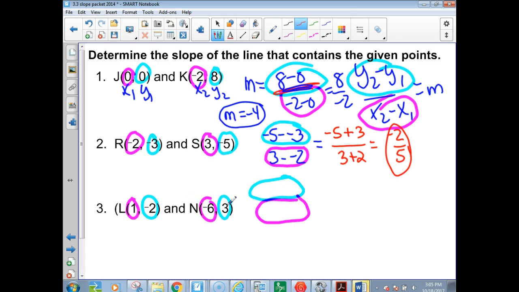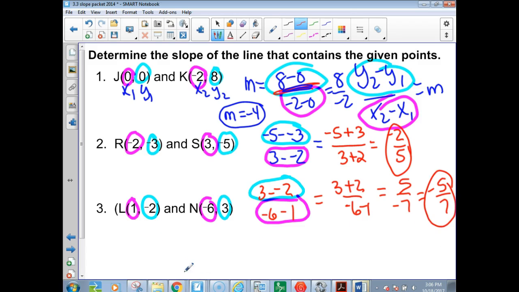Third set, 3 minus negative 2 would be the first subtraction, y2 minus y1. x2 would be negative 6 minus x1 is 1. This becomes 3 plus 2 over negative 6 minus 1. You just evaluate. That's 5 over negative 7. I usually don't write the negative sign on the bottom. Negative 5/7. It wouldn't bother me, or I would not mark it wrong if you had it looking like this. It's just when you're graphing, I'd like you to apply the signs to the numerator, so it's negative.